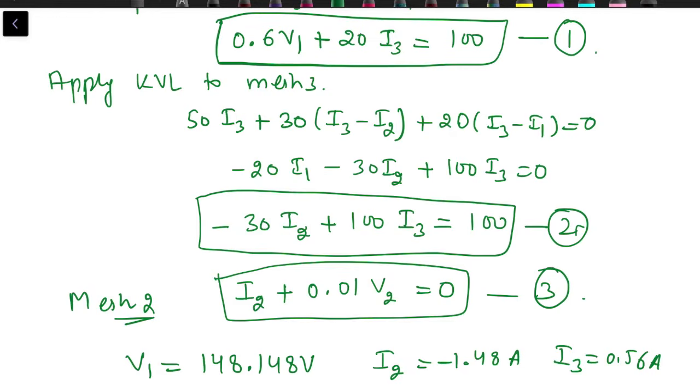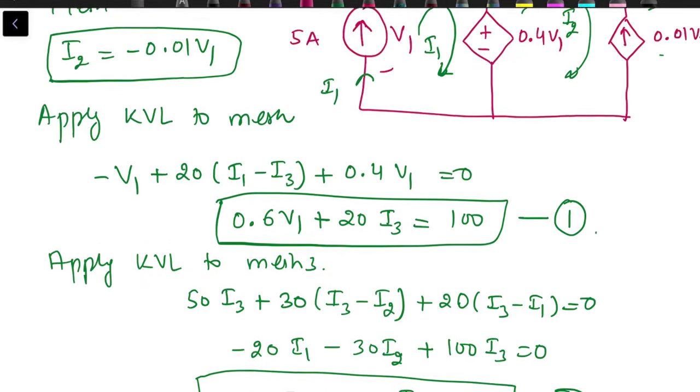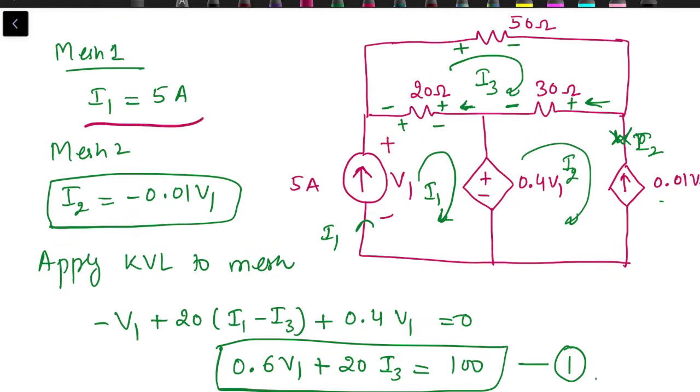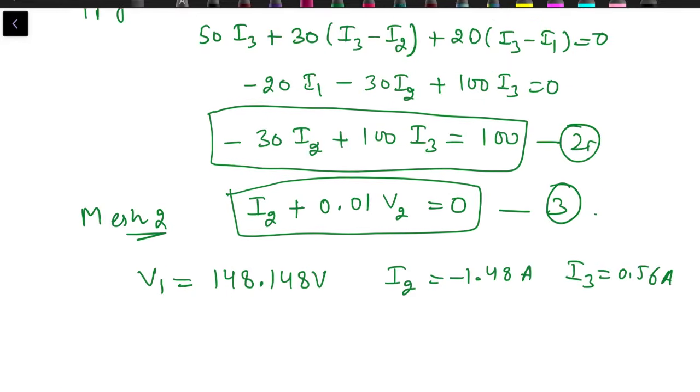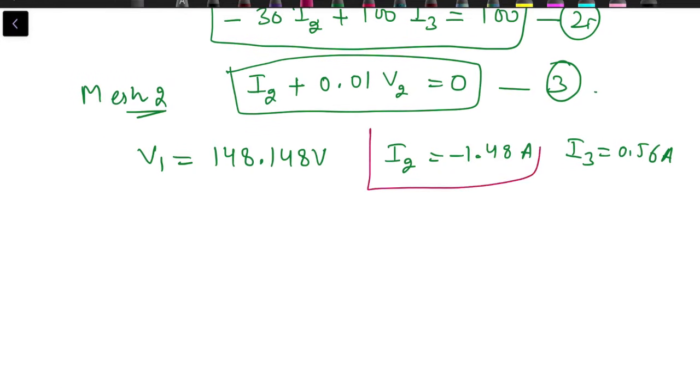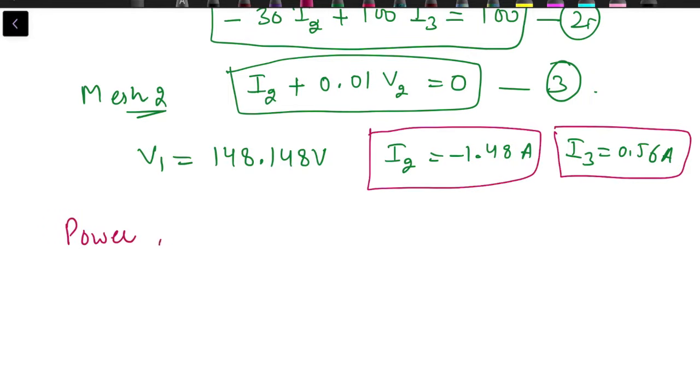So the question was we need to find out the mesh currents. So we got the answer of I1 in the very first step. I1 is 5 ampere, I2 is minus 1.48 and I3 is 0.56. And next part of the problem was we need to find out the power supplied by the dependent voltage source.